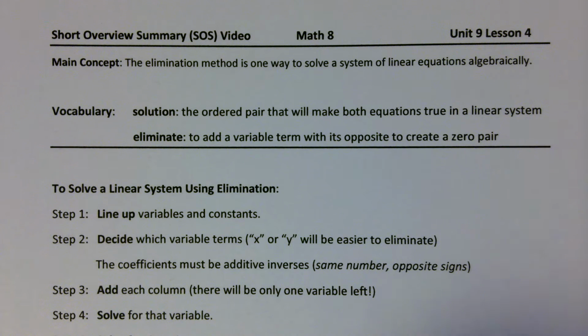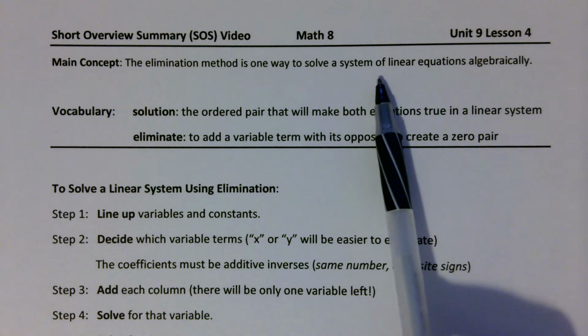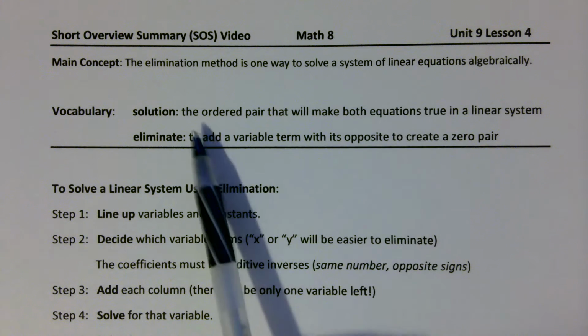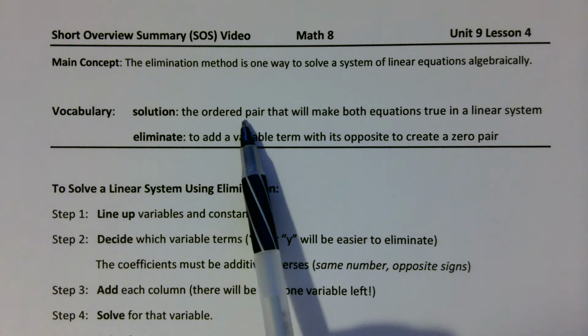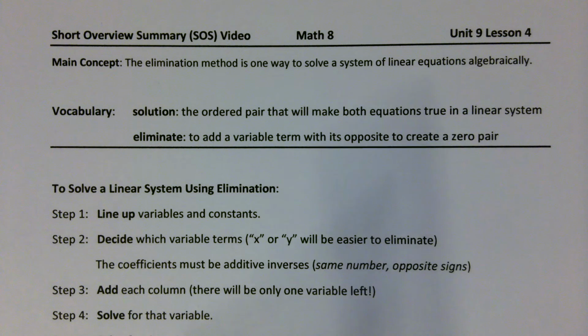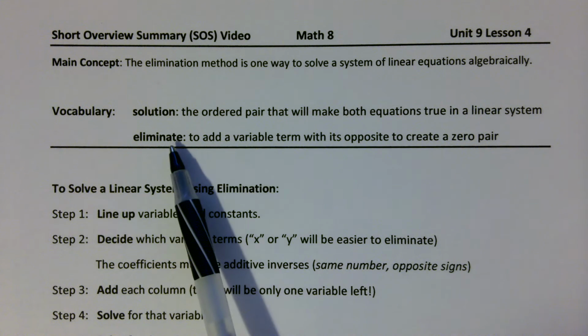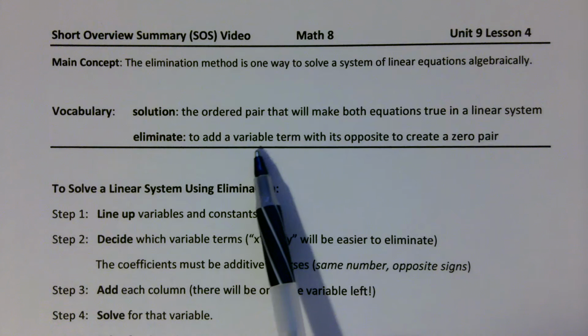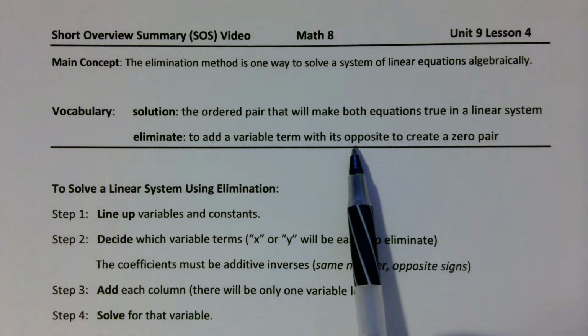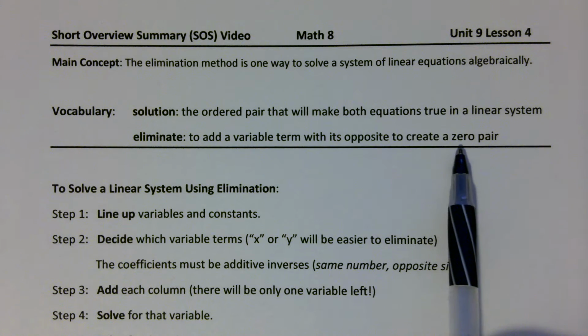This SOS video is about the elimination method, which is one way to solve a system of linear equations algebraically. Remember that a solution is the ordered pair that will make both equations true in a linear system. When we eliminate something, that means we add a variable term with its opposite to create a zero pair.